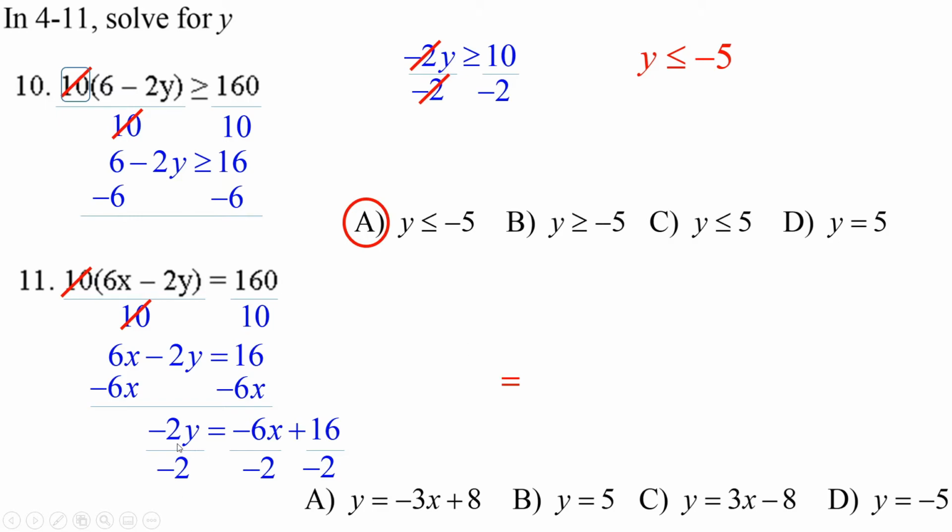All right, so let's see what we have here. Well, on the left, the factors of negative 2 cancel, and I have a y equals. Now here I have a negative over a negative is positive, and 2 goes into 6 3 times, so that would just be 3x's. And then I have a positive over a negative is a negative or a minus. And 2 goes into 16 8 times. So what do we got right there? We got 3x minus 8. y equals 3x minus 8. There it is, C.